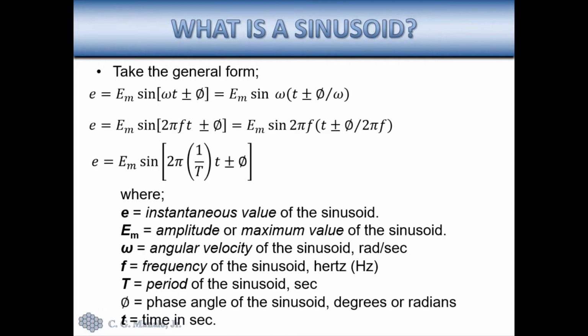So we can express a sinusoid this way. This one is what we call the amplitude of the sinusoid. This expression here is the argument of the sine function, where omega is the angular velocity in radians per second. Phi here is the phase angle of the sinusoid in either degrees or radians.